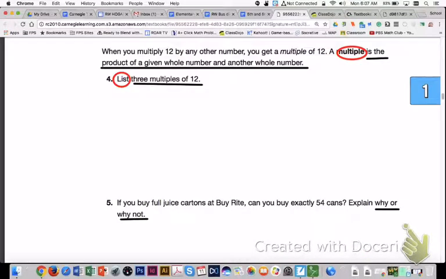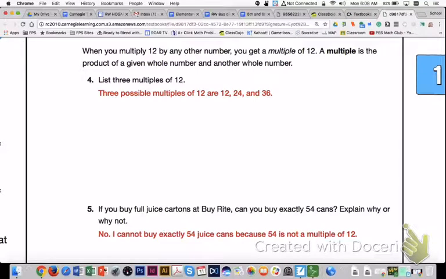Please turn to page 13. When you multiply 12 by any other number, you get a multiple of 12. A multiple is the product of a given whole number and another whole number. Please answer number 4 and 5 with your group. For number 4, 3 possible multiples of 12 are 12, 24, and 36. And for number 5, no, you cannot buy exactly 54 juice cans because 54 is not a multiple of 12.